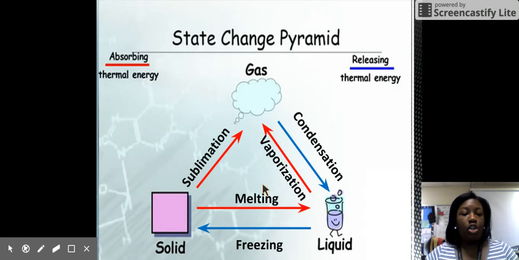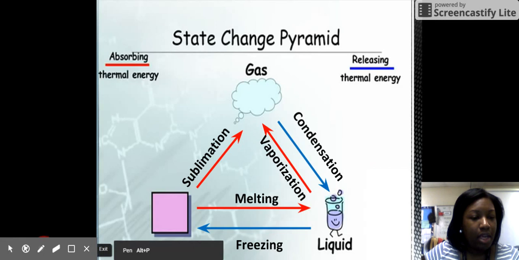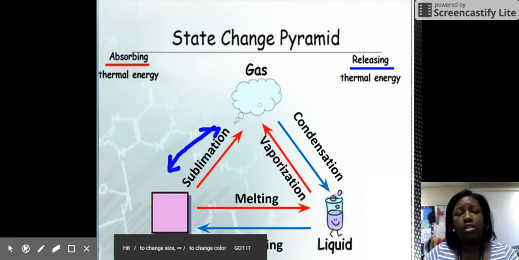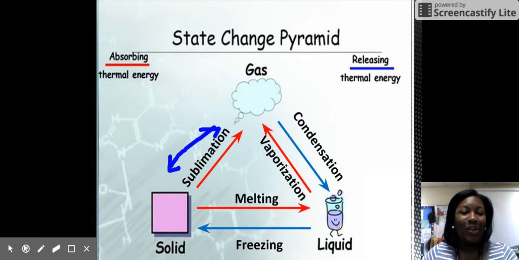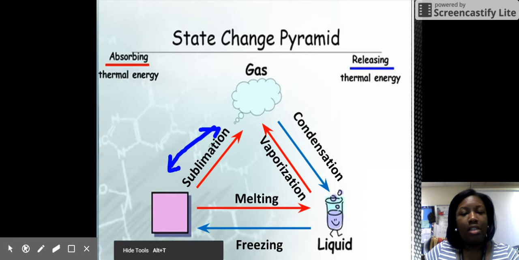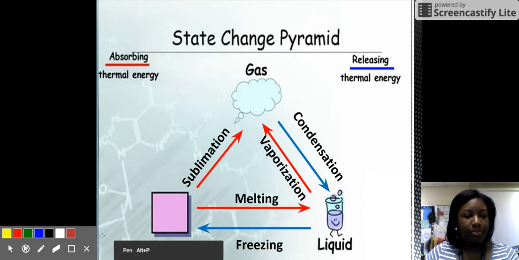Now from a solid to a gas. All right, this is called sublimation. That is what's going on from a solid to a gas, or a gas to a solid. As you can see right here, it's going to go back and forth. There's no liquid. It's not like the gas going to a liquid, or a liquid going to a solid, or the solid going to a liquid. Sublimation is the same going from a gas to a solid, or a solid to a gas.